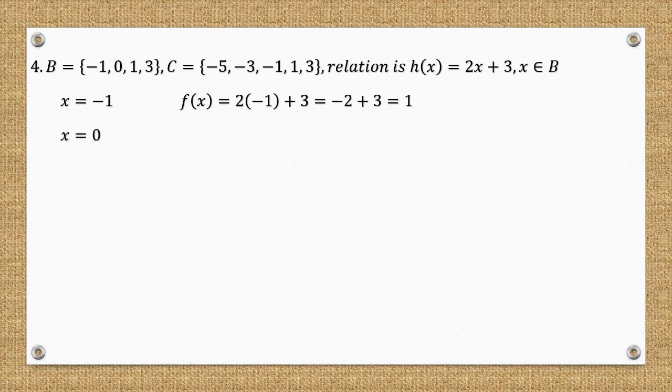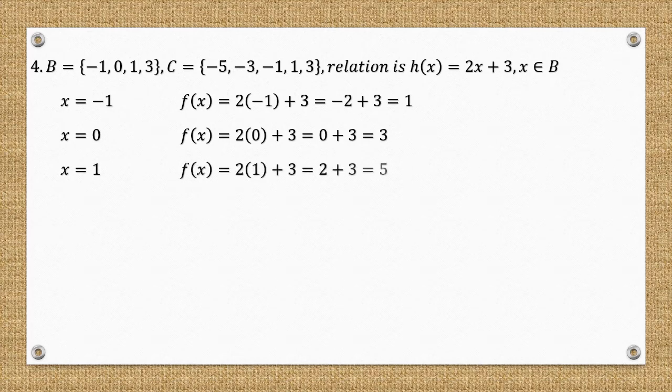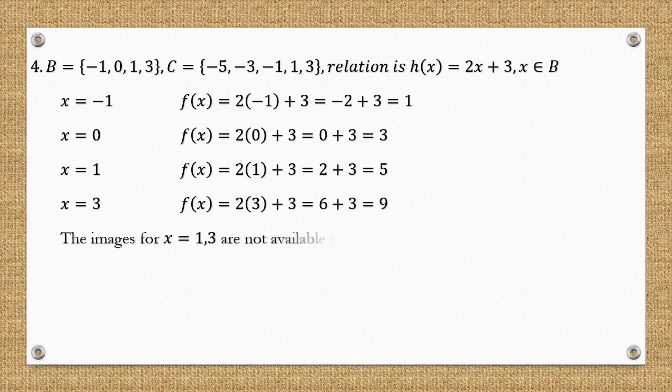Next we have x is equal to 0, that is 2 times 0 is 0 plus 3, just 3. x is equal to 1 is 2 times 1, 2 plus 3, 5. And x is equal to 3 is 2 times 3, 6 plus 3 is equal to 9. Now as you can see here that the images for x is equal to 1 and x is equal to 3 are not available in the set C.